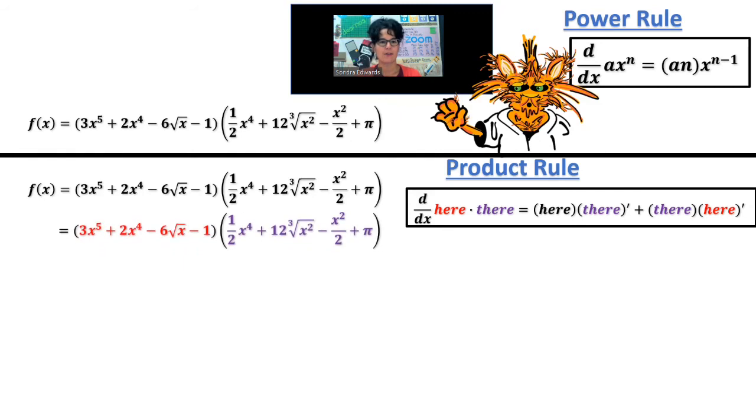All right, so let's just stick with our new rule, the product rule. And so we have that right there. And then ultimately what we're going to do is we're going to take the red times the derivative of the purple plus the purple times the derivative of the red.